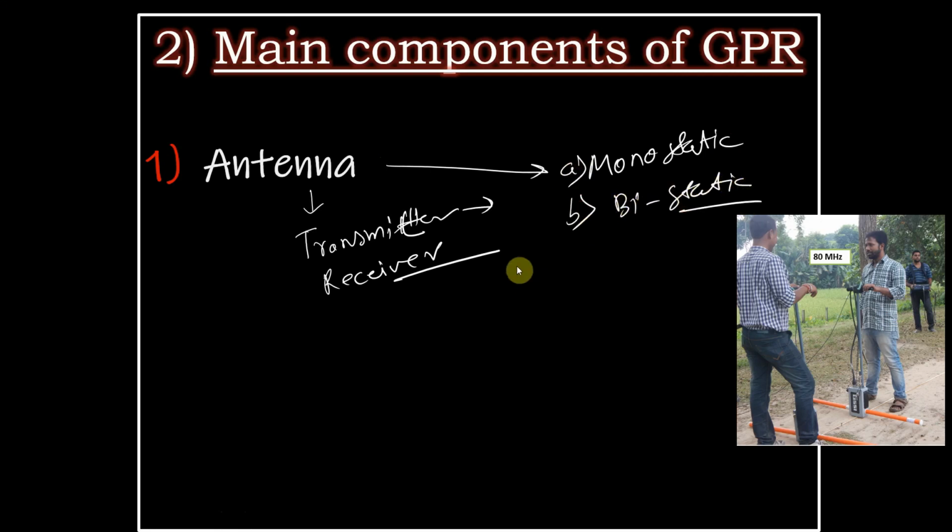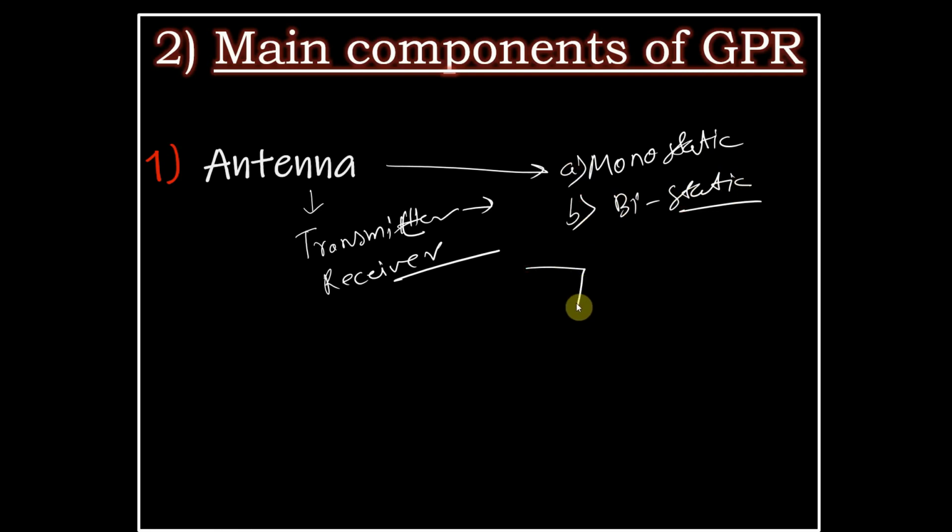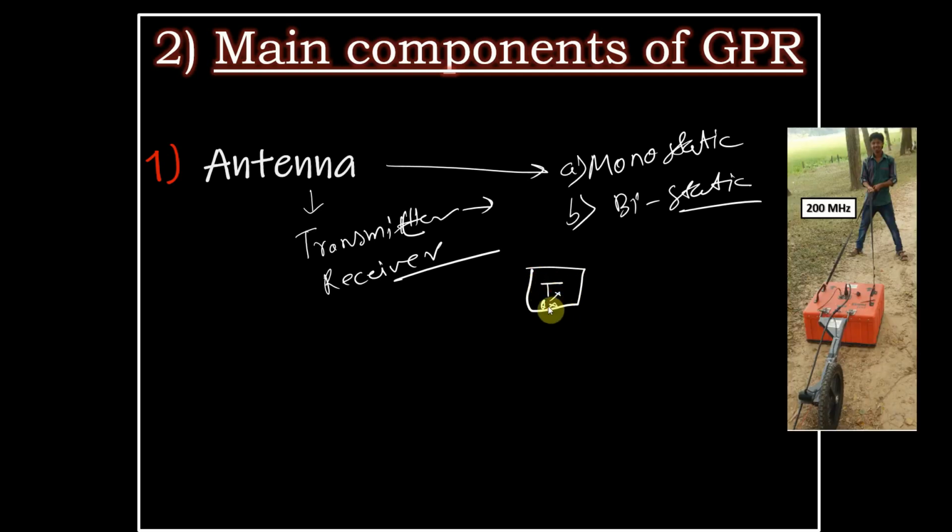In the case of a monostatic antenna, the transmitter and receiver are, theoretically, co-located. In a single place you consider both the transmitter and receiver, and this type of antenna is generally a shielded antenna.